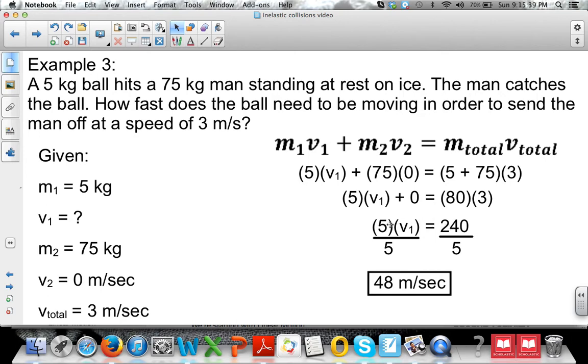So now it looks like F equals MA again, and I'm going to divide by the 5. I divide 240 by 5, and I get 48 meters per second. This time I just assigned V total as positive, and so that means the ball is moving in a positive direction. You can always go with positives unless they're moving in opposite directions. Then you need to take into account negatives. But if it's just one object cruising towards something that's at rest, it's fine to just make it all positive.